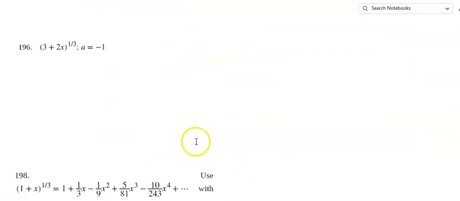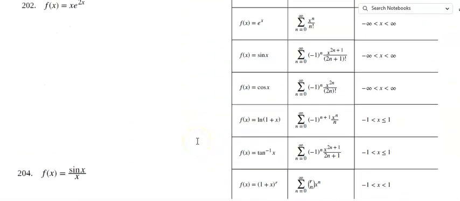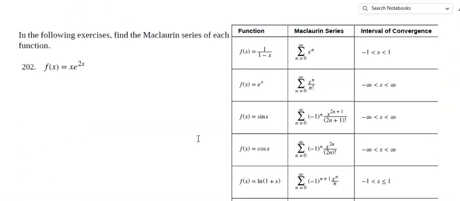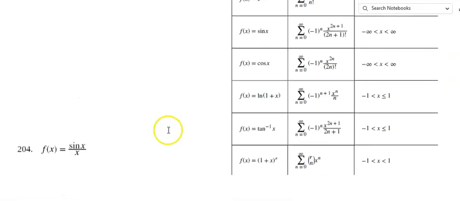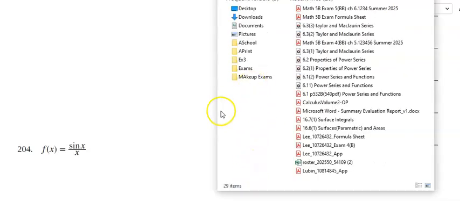Now, on your final exam, you're provided the following table. And if you are in Pasadena City College, you're provided the following table. It's a slightly different table. Let me see where it is.